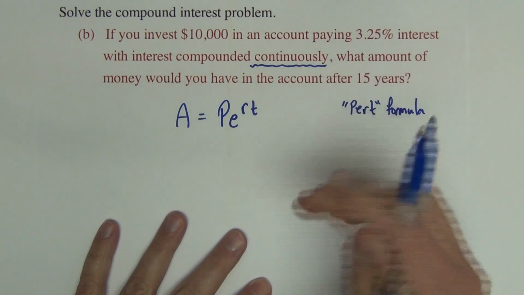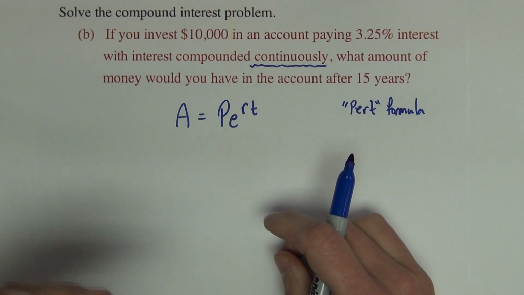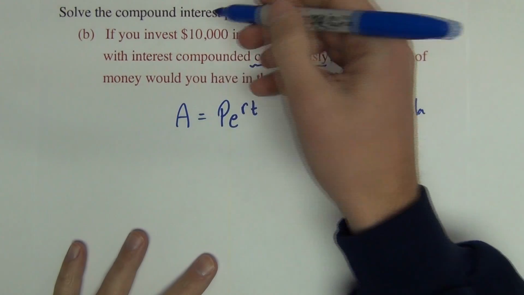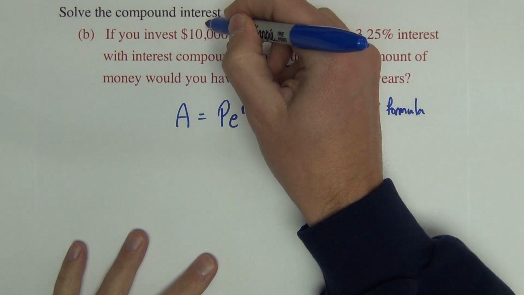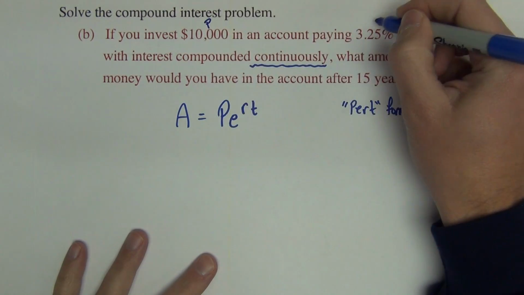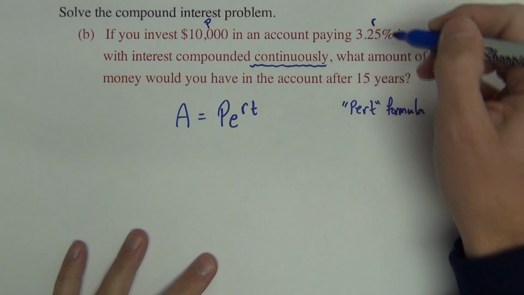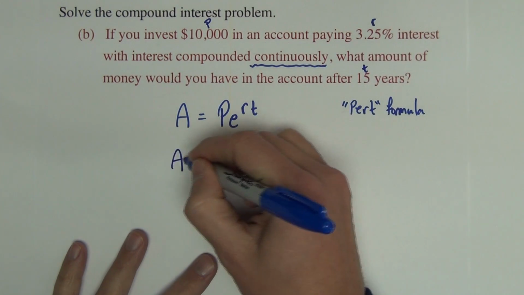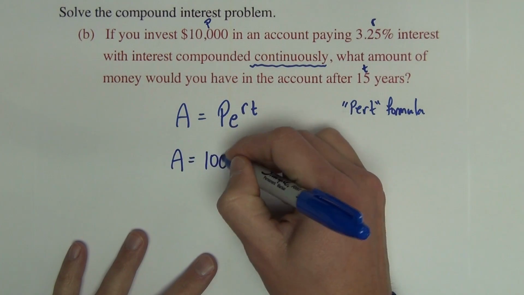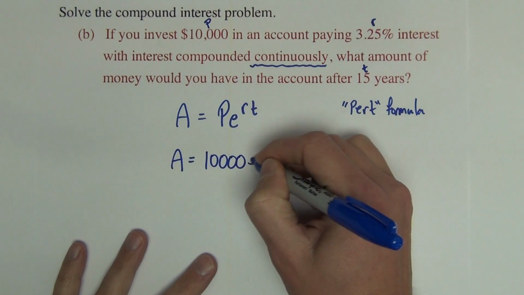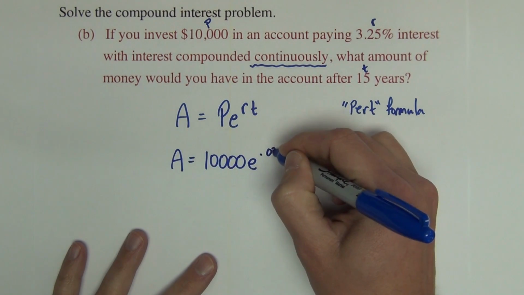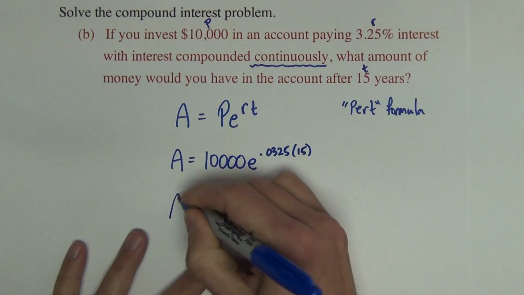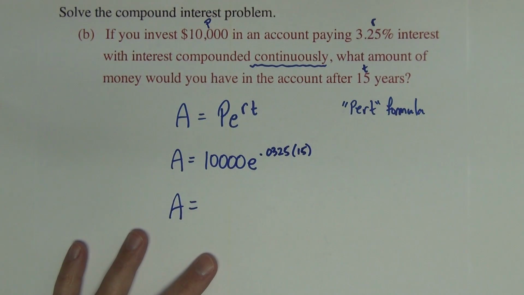But you probably want to put this on your note card, just so we don't forget it, because it is a rather easy problem to do. So in this problem we have invested $10,000, that's our principal, and our interest rate is 3.25%. After this much time we want to know how much money we have. So 0.0325 times 15.